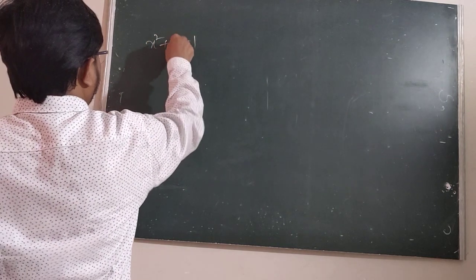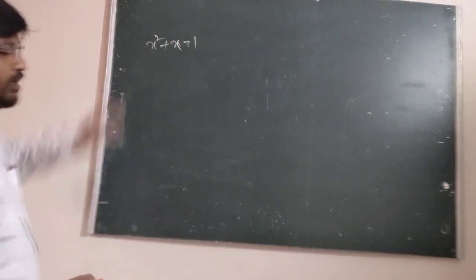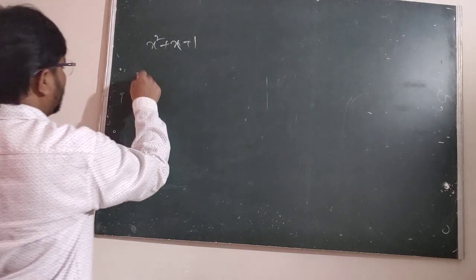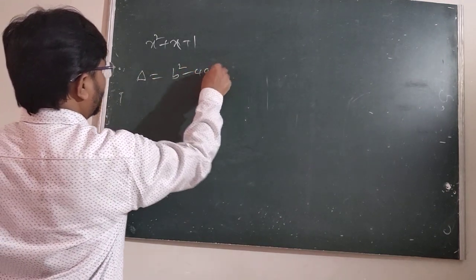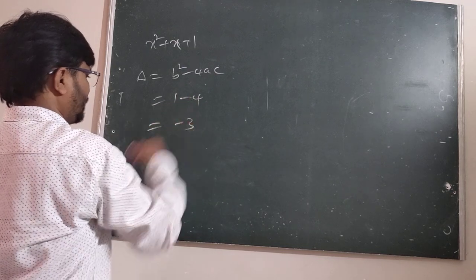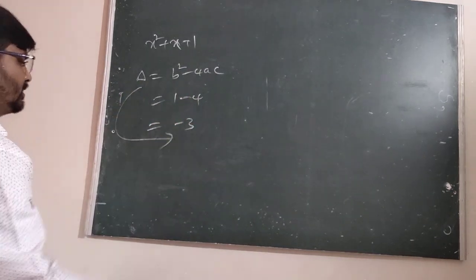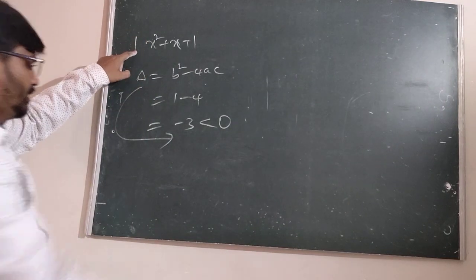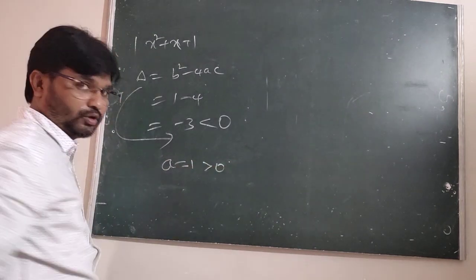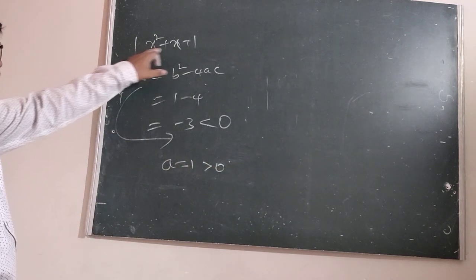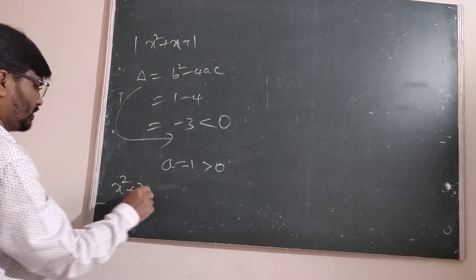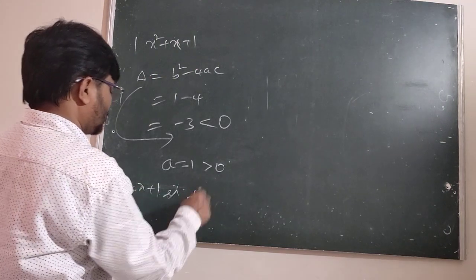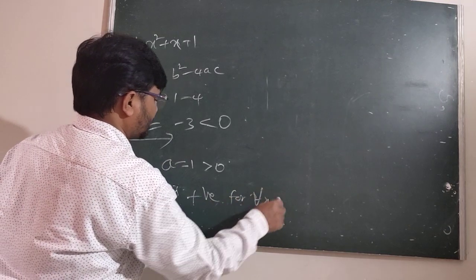So here we have taken some examples. Suppose case 1, x square plus x plus 1. Now we discuss the sign of x square plus x plus 1. Here delta is b square minus 4ac, that is 1 minus 4, that is minus 3. What you observe here, if the discriminant is less than 0, then the sign of the expression depends on the coefficient of x square. Here a equal to 1 is greater than 0. Now x square plus x plus 1 is always positive for all x belongs to R.